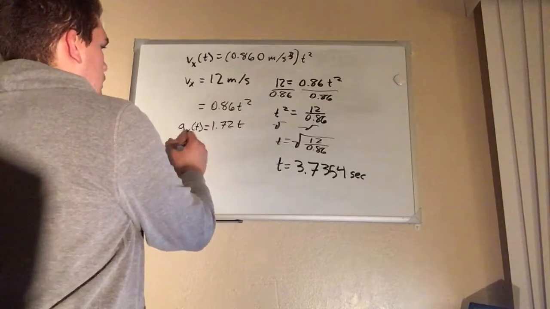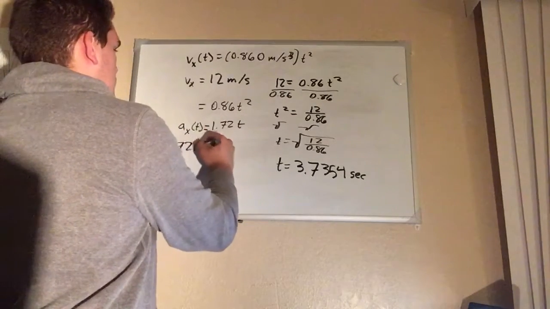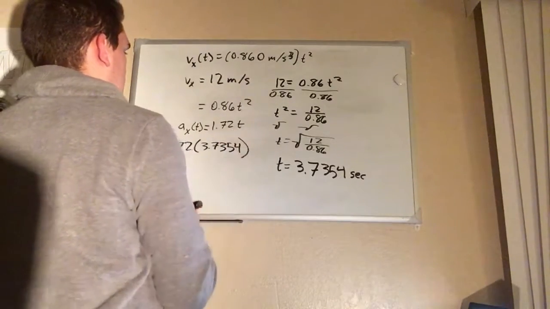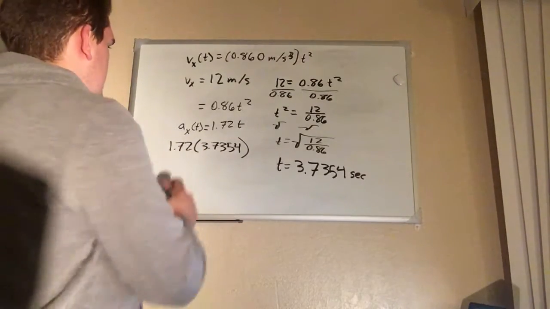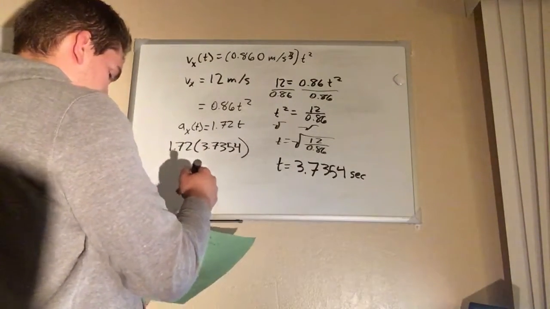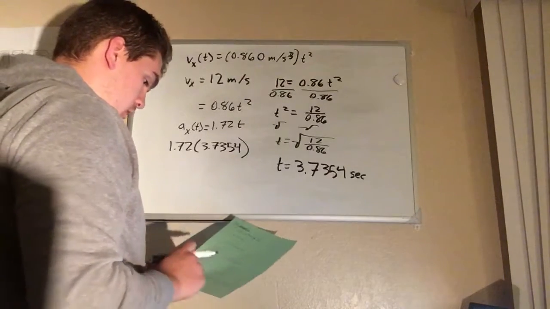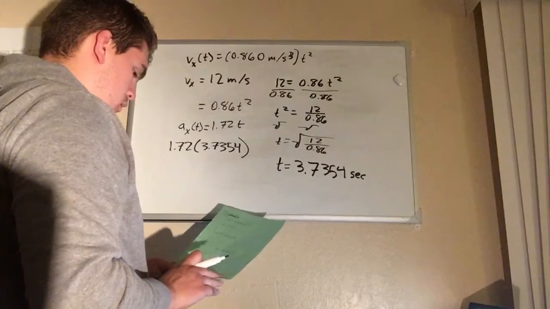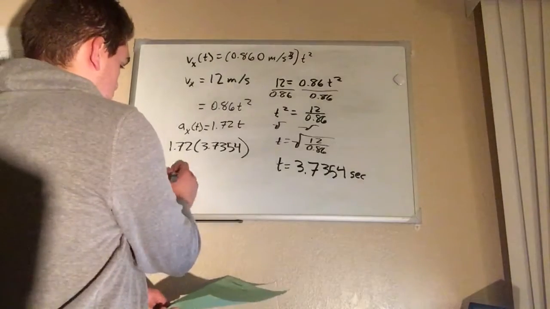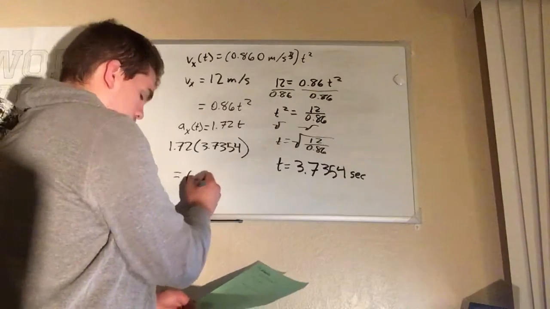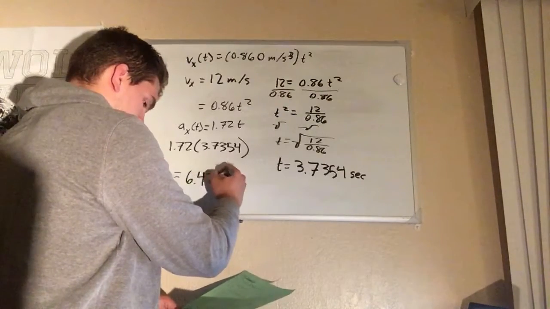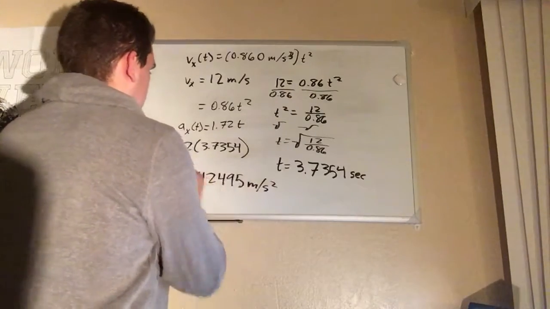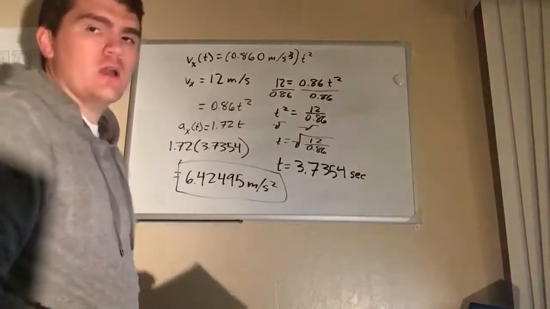So 1.72 times 3.7354, and then that is going to give you your acceleration, which, let me make sure I'm doing this right. Yeah, that's going to give you an acceleration of 6.42495 meters per second squared. So that is the acceleration of this race car.